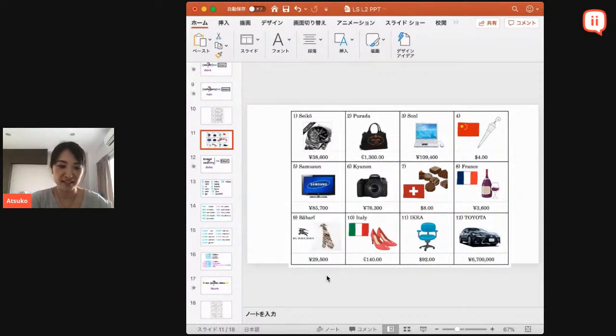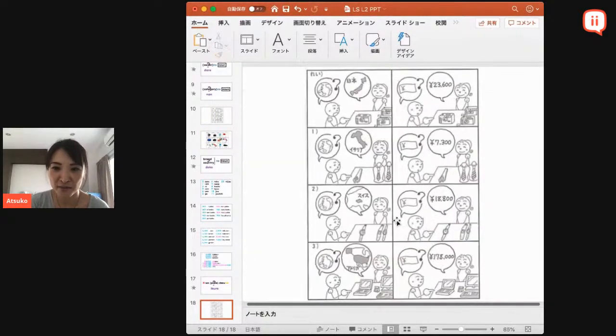How much is the car? 車はいくらですか? Ignore the comma. 670万円です。Okay. Let's practice a little bit longer conversation.